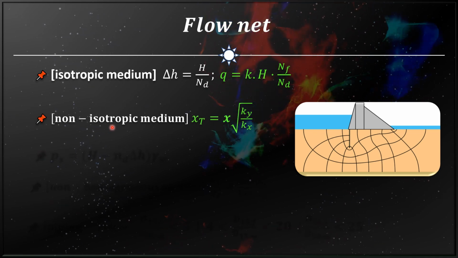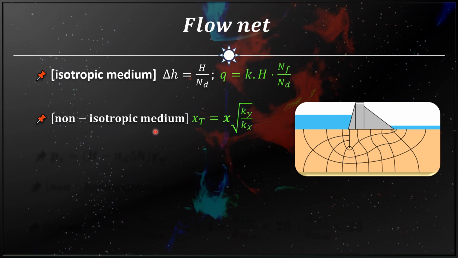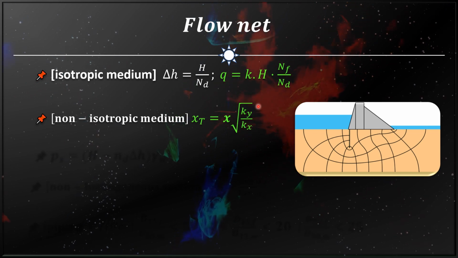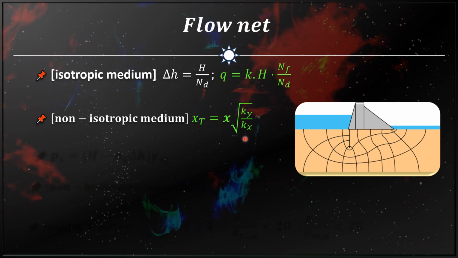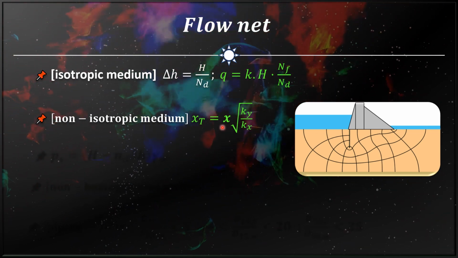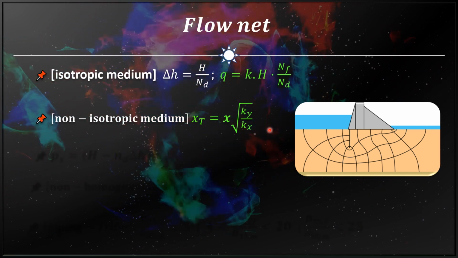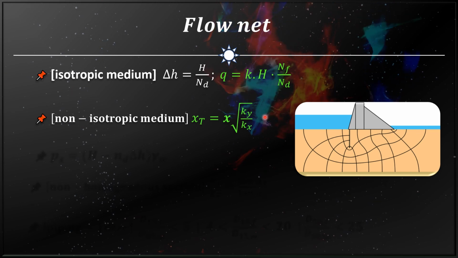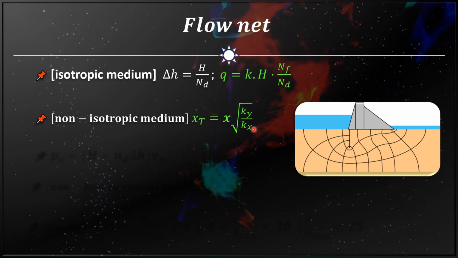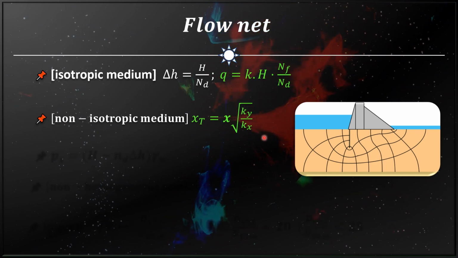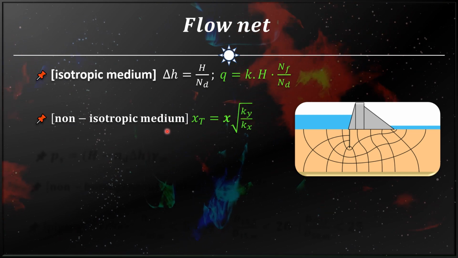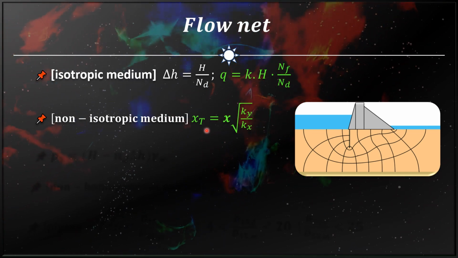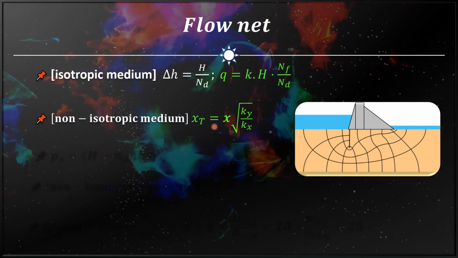And in case of non-isotropic medium, we have to transform that section by using this relation. So what is the transformed section? Xt is equal to x into root of ky by kx. Kx is nothing but permeability in x direction, and ky is in y direction, that is vertical permeability, and this is horizontal permeability. In case of non-isotropic medium, we have to transform that section by using this relation Xt.